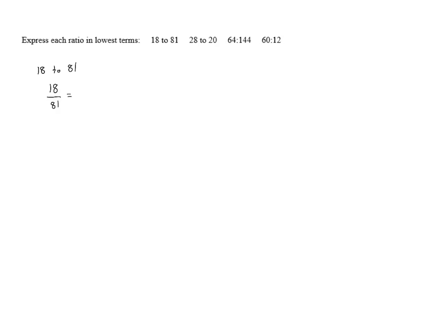These are both divisible by 9. We recognize them as multiples of 9. 18 is 9 times 2. 81 is 9 times 9. And so in this case, our answer is 2/9.